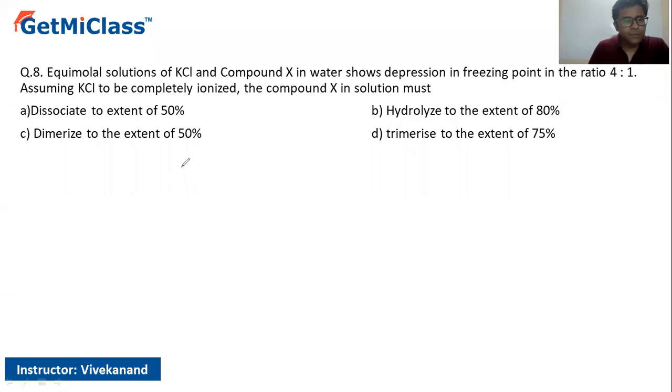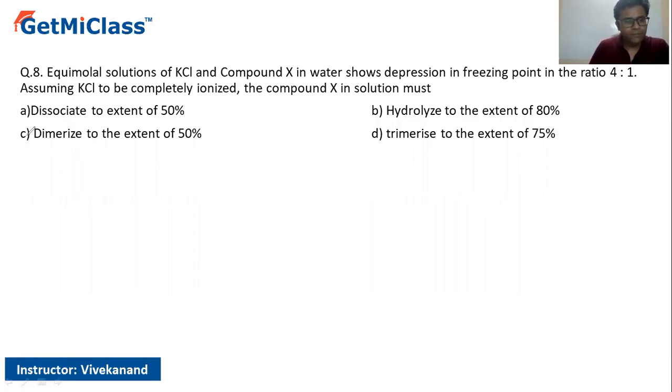Question number 8. Equimolar solutions of KCl and the compound X in water show depression in the freezing point in the ratio of 4:1. Assuming KCl to be completely ionized, the compound X in the solution must: A. Dissociate to an extent of 50%, B. Hydrolyze to an extent of 80%, C. Dimerize to an extent of 50%, D. Trimerize to an extent of 75%.